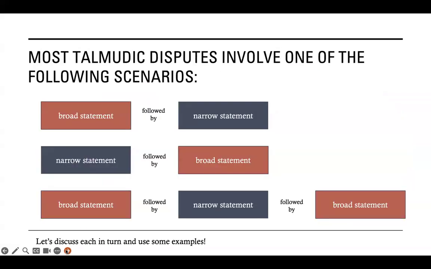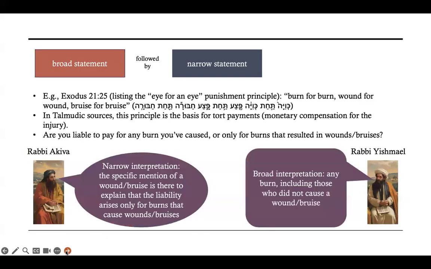Most Talmudic disputes that involve this issue, where Rabbi Akiva and Rabbi Ishmael take two different positions, involve one of the following scenarios. Either there's going to be a broad rule statement that's followed by a narrower statement, or there's going to be a narrow statement followed by a broad statement, or you're going to have a sandwich: broad statement followed by narrow statement followed by broad statement. Let's discuss each of these situations in turn and take a look at some examples.